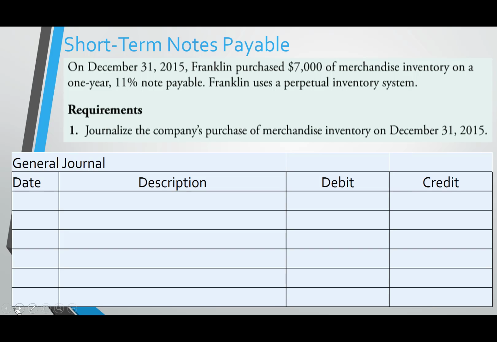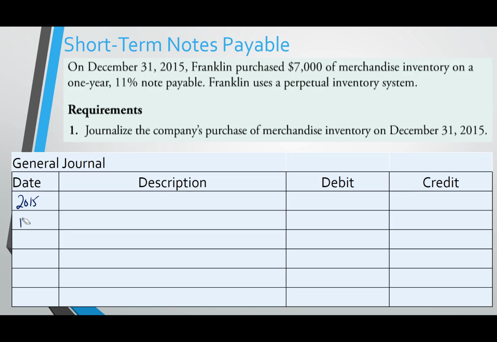It says on December 31st, 2015, Franklin purchased $7,000 of merchandise inventory on a 1-year 11% note payable. Franklin uses a perpetual inventory system, and we need to journalize the company's purchase of the merchandise inventory on December 31st. As the first requirement.